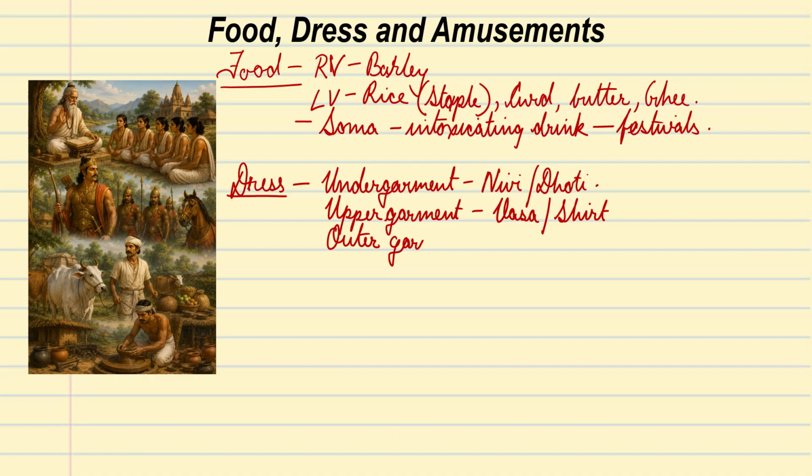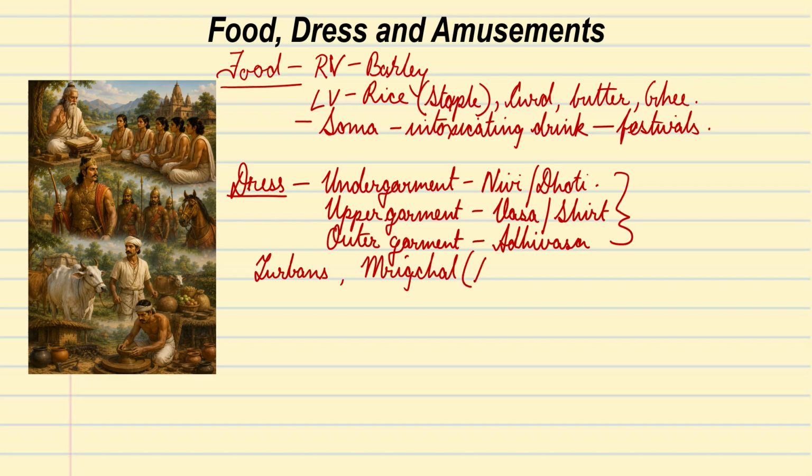Then there was another form, the outer garment. What was the outer garment? The outer garment was called adhivasa. So these were three types of dresses worn together. Then we had turbans, which were specifically worn by the men. We also have mrikchal for the sadhus, which means deer skin for sadhus. So this was also very prevalent.